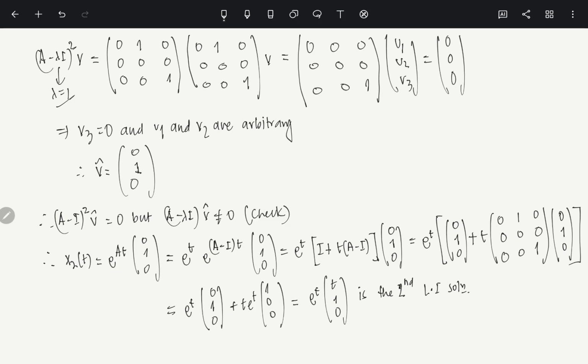So how do you find the general solution? You write x to be c1 times x1 plus c2 times x2 plus c3 times x3, and then you are done. So you understand what's going on, how to do this calculation. Anyways, what I want you to do is please work out a problem. I will put it in the assignment, work out a problem and see how this is done. So with this, I am going to end this video.